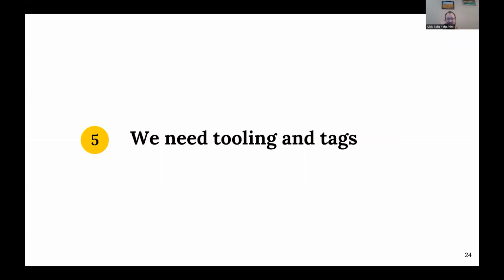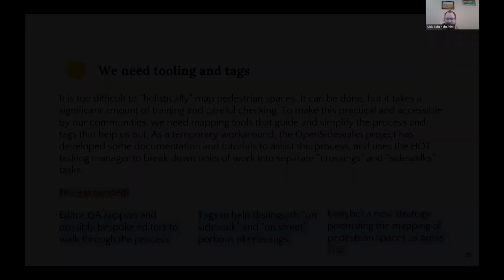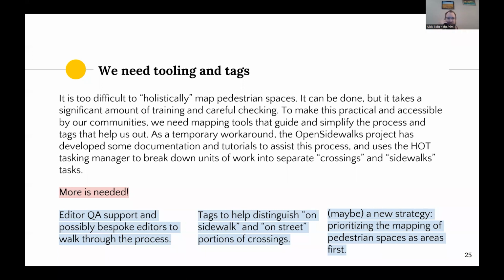So my first initial conclusion is that we need good tooling and we need tags to help out with this. Basically, I'd say it's too difficult, or at least fairly difficult, to do this holistic mapping where you have to do quite a few things at once for pedestrian spaces. It can be done, and we do it actually pretty well, but it does take a significant amount of training and really careful checking. To make this practical and accessible by our communities, we need mapping tools that guide and simplify this process, and tags that help us out.